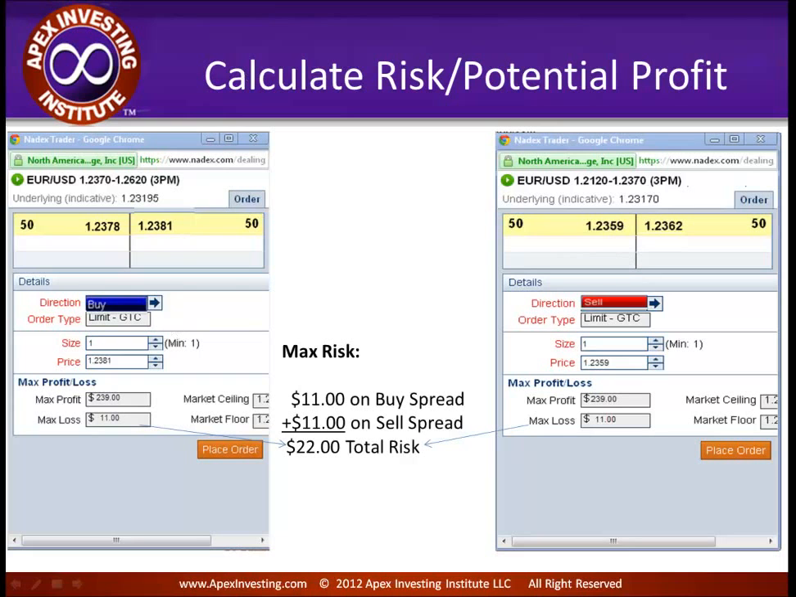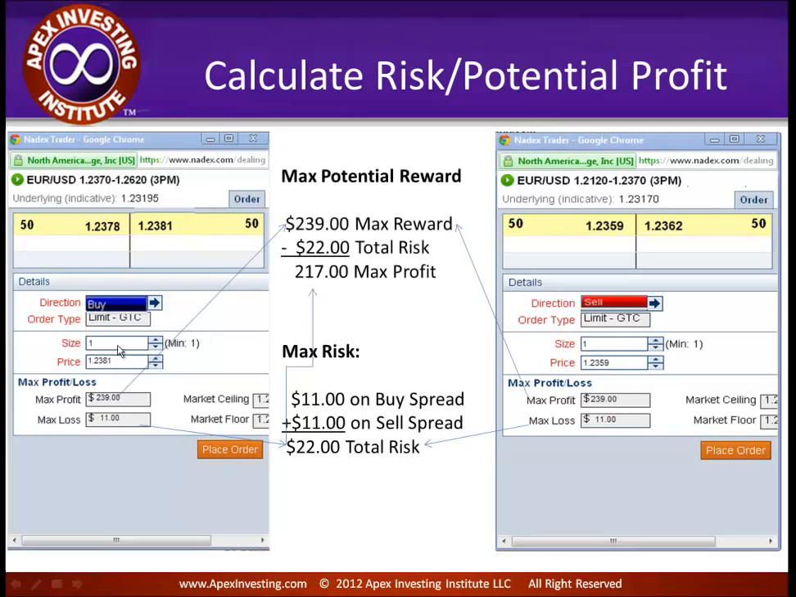Now on this spread, we won't lose more than $11 if it goes down. The reason is because the floor on the trade is 1.2370, and we're buying it at 1.2381, or 11 ticks away. So since every tick's worth $1, we have $11 of risk. And no matter how far it goes down, we can't lose more than 11 bucks. So we know that by combining our 2 spreads together, our straddle, then we can only lose a maximum of $22 if the market just stays flat. So $11 on the buy spread and $11 on the sell spread makes a total risk of $22.